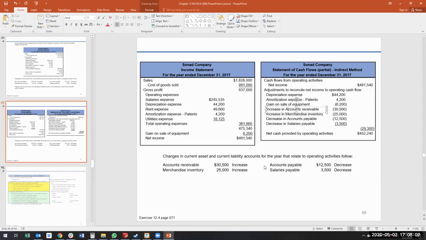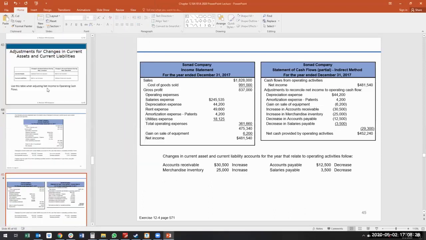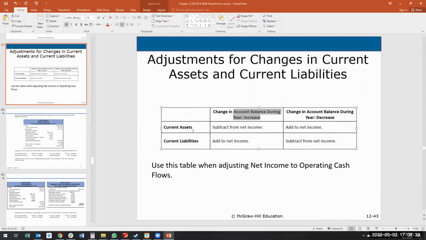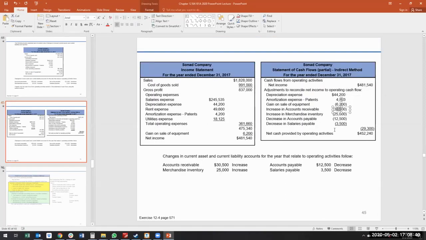Then we would go and see our changes. We don't have two balance sheets or comparative balance sheets, right? So instead we just see our increases and decreases, which are provided for us. We have an increase in accounts receivable, which means that we didn't collect this cash, but we treated it as revenue. So we decrease it. You can also use this chart to give you an example. We had an increase in our current asset, so we decrease it from net income. That's how we use that table.